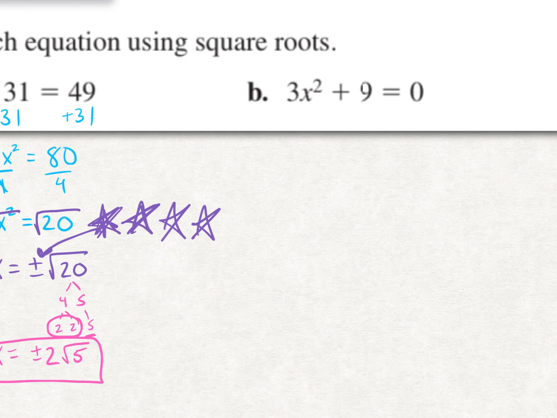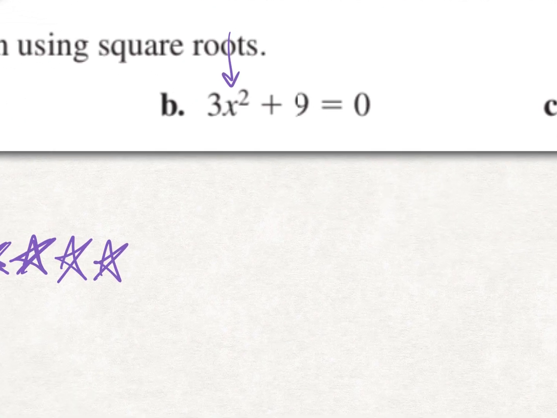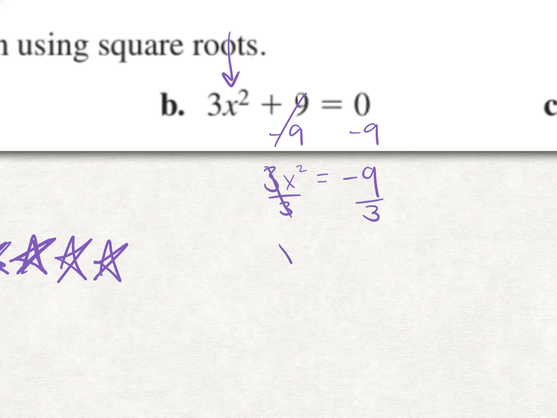All right, so next let's look at B. So again, we need to isolate the x squared. Got to get that all by itself and move everything else to the other side. So we're going to subtract 9 on both sides. So 3x squared is equal to negative 9. Then I'm going to divide both sides by 3. So x squared is equal to negative 3.